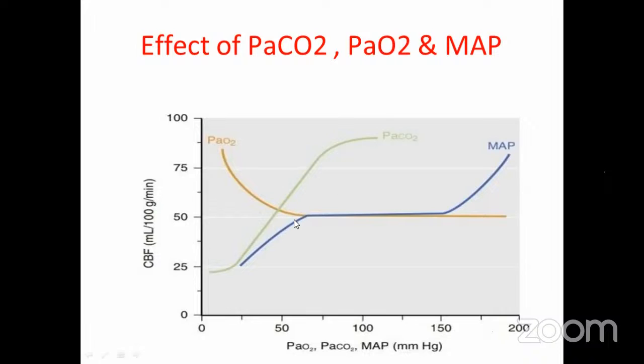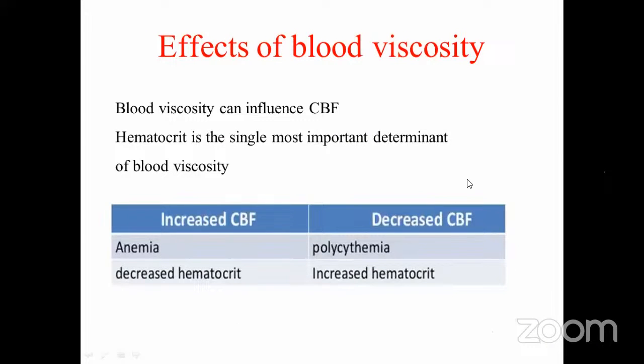This is PaCO2. Only below 50 mmHg PaO2 is there increased cerebral blood flow, as we see. This is the brown curve. This blue curve is the autoregulation, as I told, MAP from 50 to 160. Effects of blood viscosity: blood viscosity can affect cerebral blood flow. Hematocrit, PCV, is the single most important determinant of blood viscosity. In conditions like anemia, we see increased cerebral blood flow, and in polycythemia, decreased blood flow.